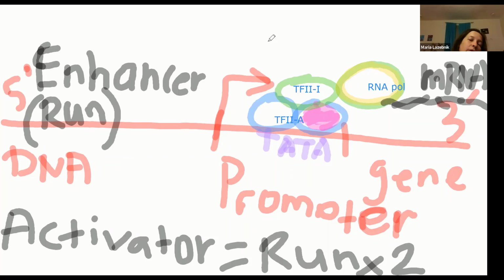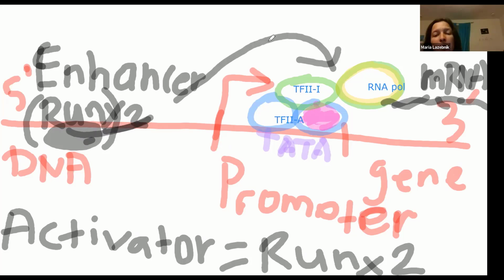So here we have RUNX2 comes in here. It binds, and the DNA kind of loops out, and RUNX2 interacts with the general transcription factors and helps to stabilize the RNA polymerase and increases the rate of transcription.